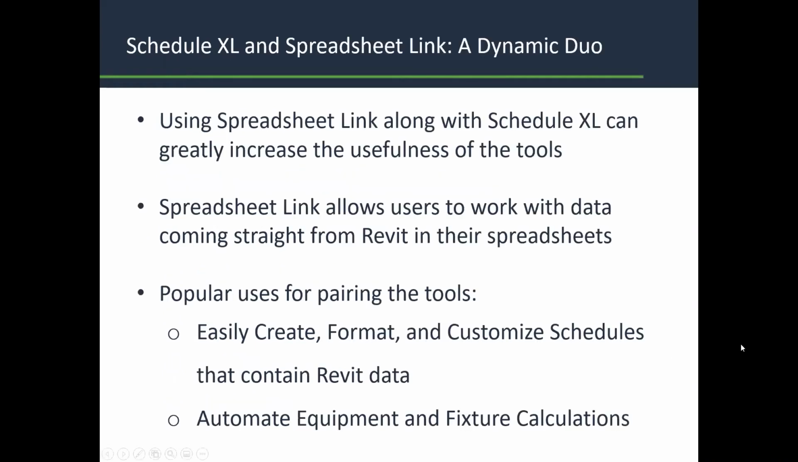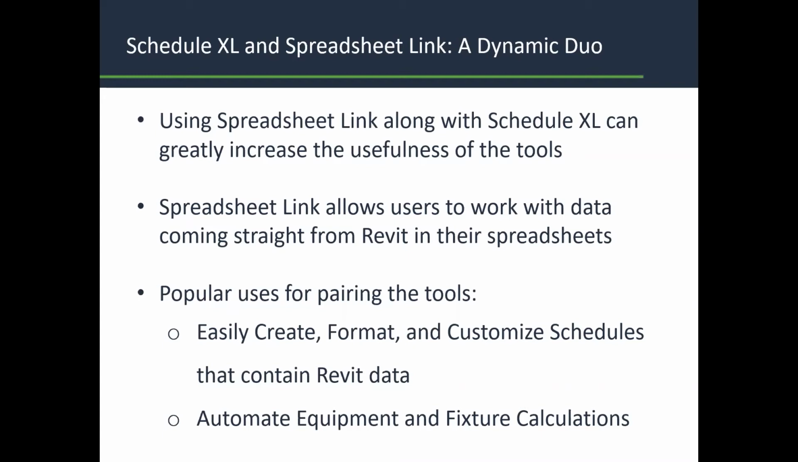And Spreadsheet Link and Schedule Excel pair very well together. Spreadsheet Link is another tool that CTC offers. It allows you to export Revit data into a linked spreadsheet. And then you can use that information in your spreadsheet. Say you want to do some calculations, or you need to pull out information from certain families to put into the spreadsheet that you're making your schedule off of. You can pull it out of Revit and then use Schedule Excel to pull it back in.